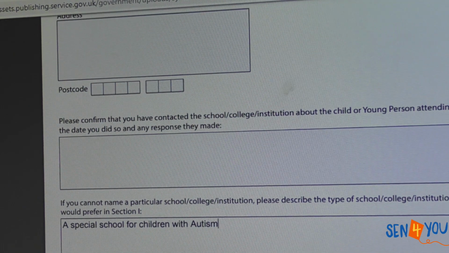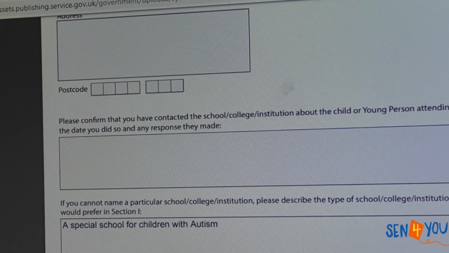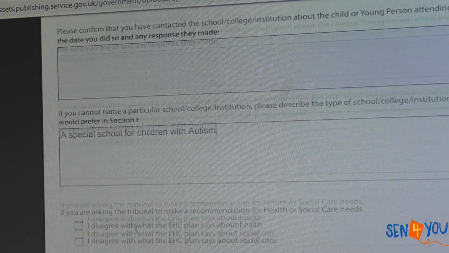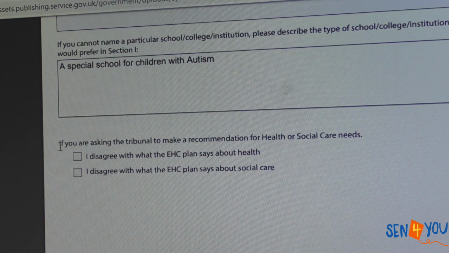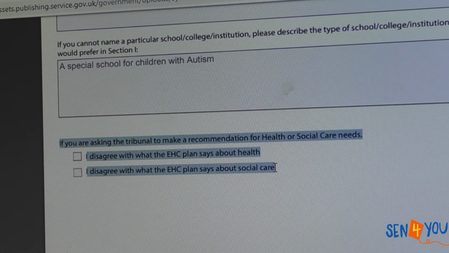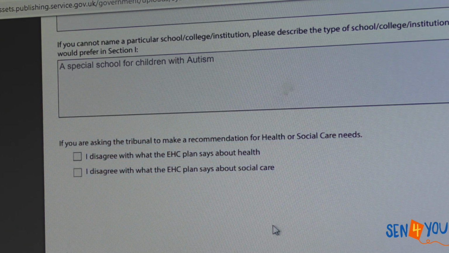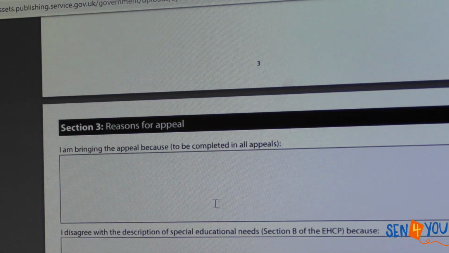Now, since April 2018, the tribunal has also had the power to make recommendations in respect of the health and social care provision that's set out in sections C, D, G and H of the EHC plan. So what that means is, as part of the pilot, the tribunal can evaluate the issues that you raise with them. So if you do disagree with the health and social care provision and description of need, you simply tick these 2 boxes. Now we don't need to complicate matters today, this is just to show you that that's where you would put it. And the reasons for appeal, section 3.